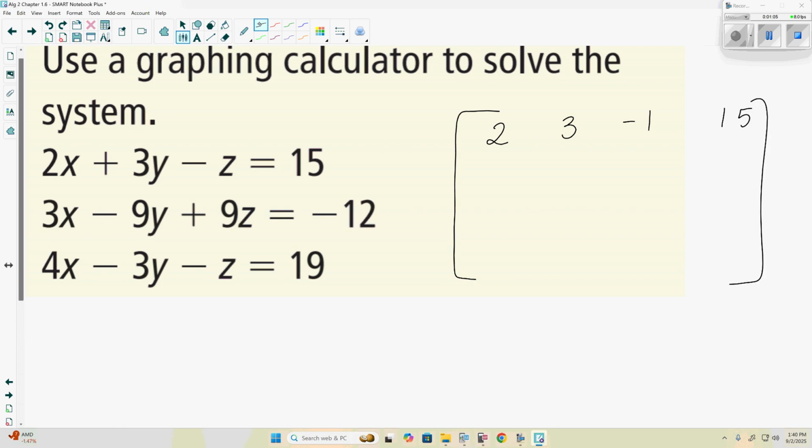Our second equation, 3x minus 9y plus 9z equals -12, would be 3, -9, 9, -12. And our last equation would be 4, -3, -1, 19. And this matrix's dimensions are 3 by 4: 3 rows and 4 columns. Questions on how we got the dimensions of this matrix?